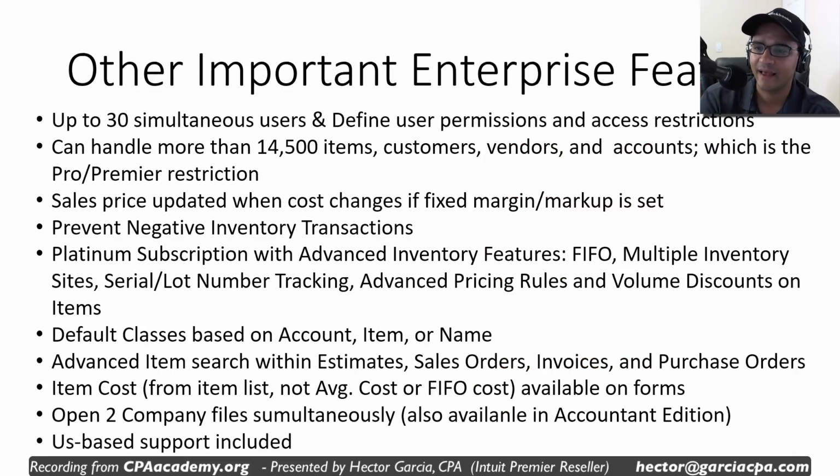The other highlights of QuickBooks Enterprise particularly is that you can have up to 30 users versus a limitation of 3 on Pro, limitation of 5 on Premier. You can define user permissions and access restrictions on QuickBooks Enterprise. It can handle more than 14,500 items, customers, vendors, which is a hard line restriction of QuickBooks Pro and Premier. There's a feature that updates the sales price when costs are changed if you have a fixed margin or markup set, which is actually pretty amazing for wholesalers, inventory type of companies.